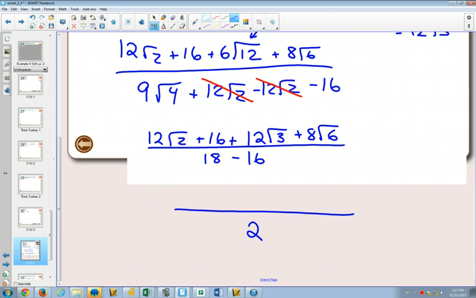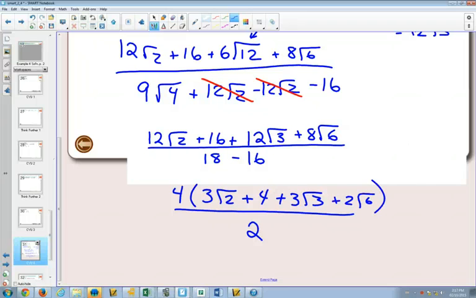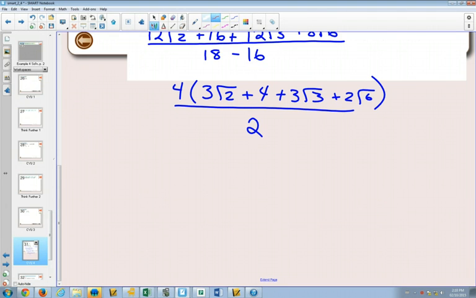Then you look in all 4 of them. Is there something you could factor out of 12, 16, 12, and 8? You could factor out a 4, which would leave you with 3 root 2 plus 4 plus 3 root 3 plus 2 root 6. And the reason we factor that out is now we look at the fraction at the beginning. 4 divided by 2 can simplify to just be 2.